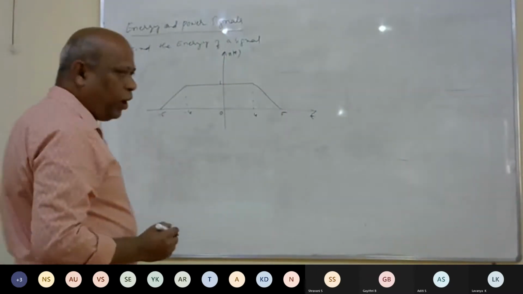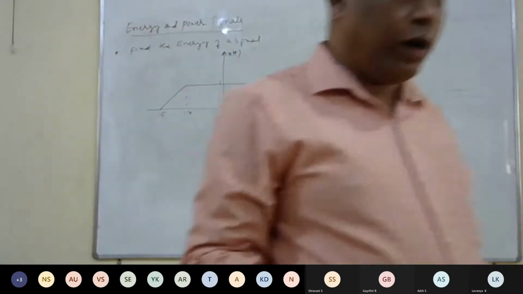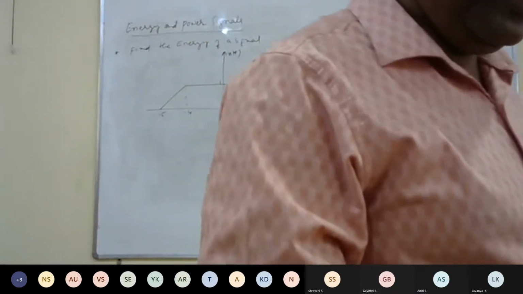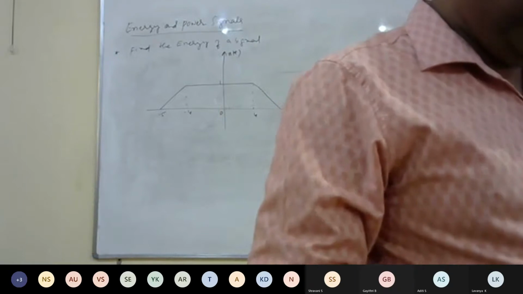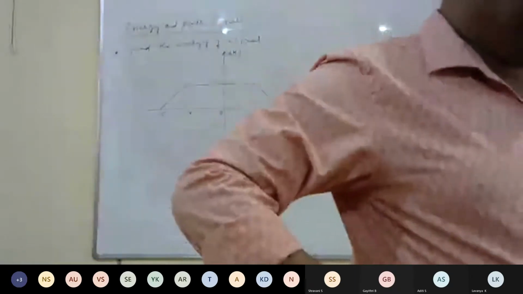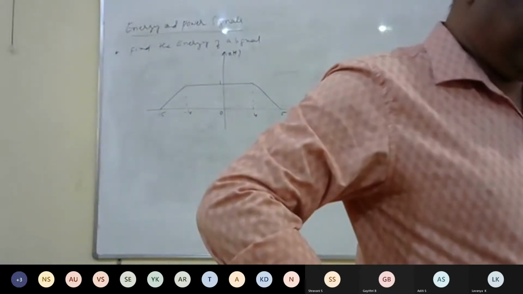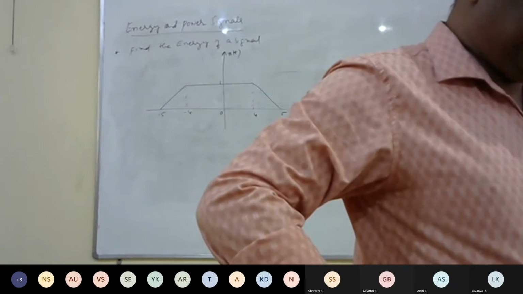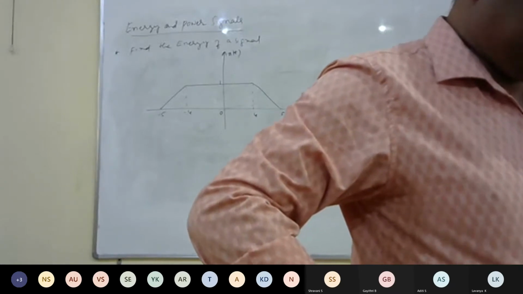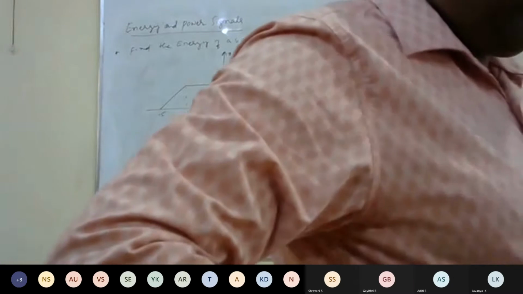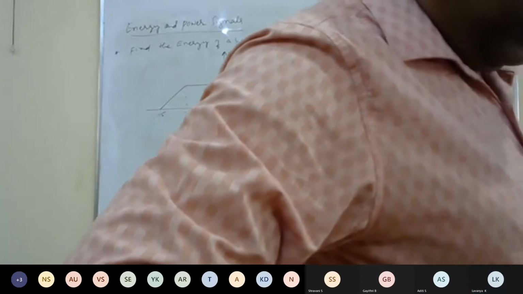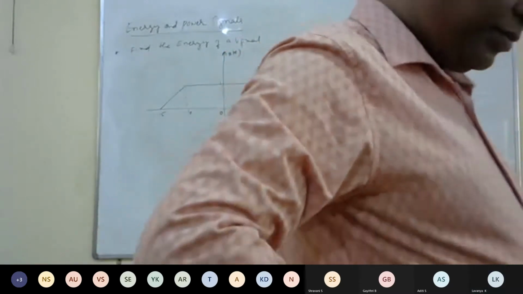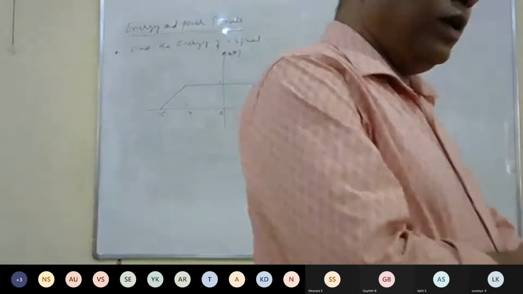Now, is it periodic or non-periodic? It is a non-periodic signal. Since it is a non-periodic signal, I can say that it is an energy signal.